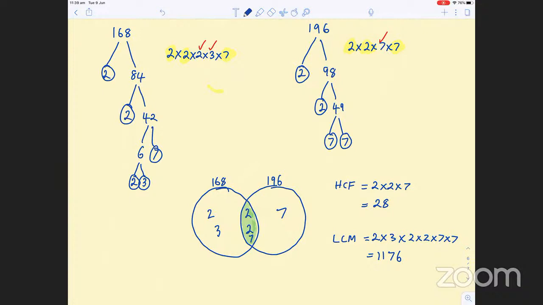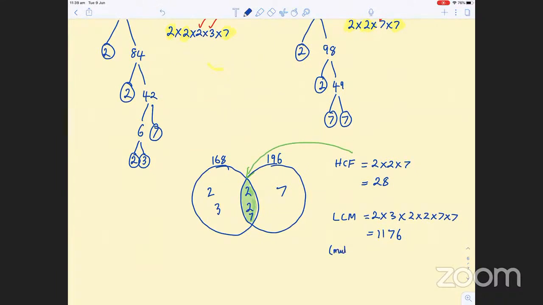So I'm just going to make a little note. For the highest common factor, we multiply the numbers in the middle. And for the lowest common multiple, multiply all the numbers in the Venn diagram.